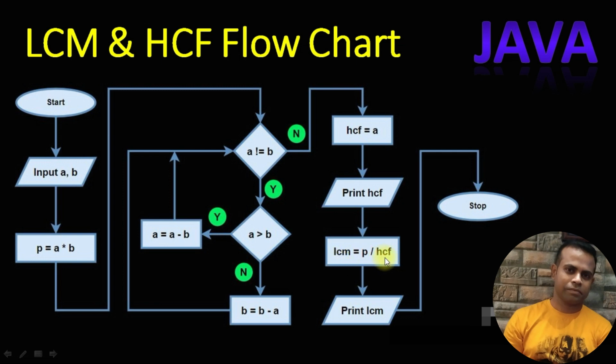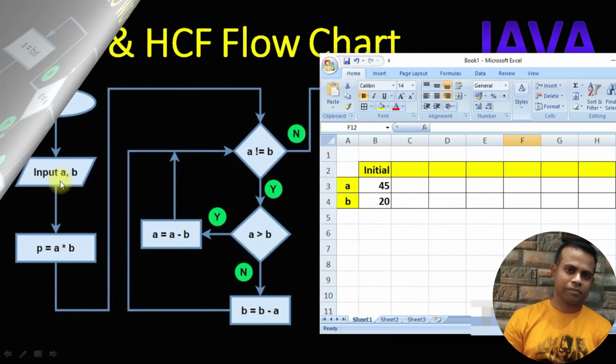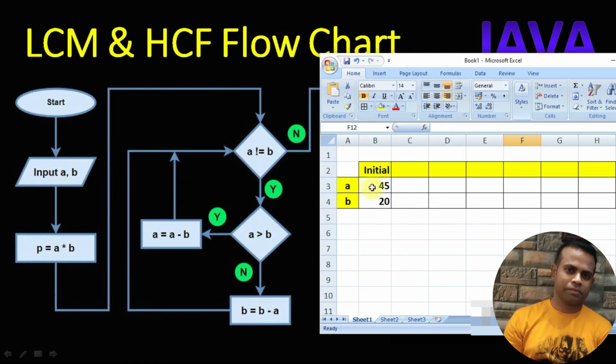So let's check that in Excel. Let's say we have two variables A and B, and their values are set as 45 and 20. So the initial values are 45 and 20. Now it will check: is A not equal to B? Yes. That means this is my first iteration. In my first iteration it will check A not equal to B. Yes, they are not equal, that means my iteration starts.